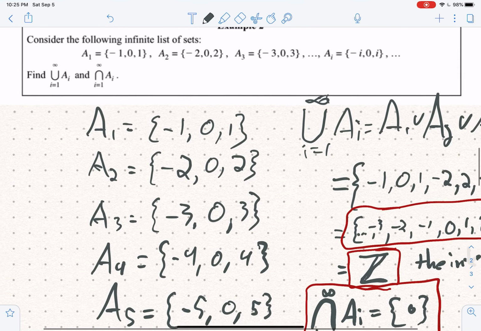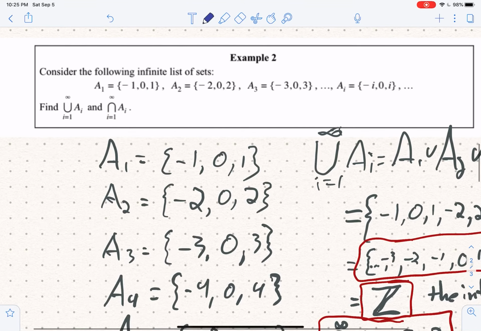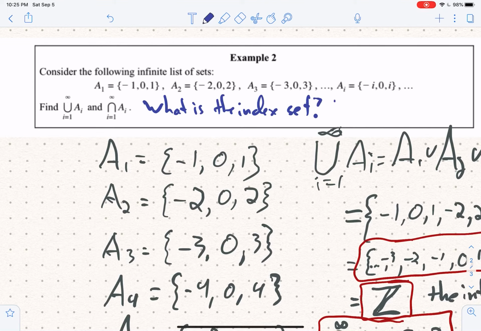The last thing I want to point out is just to consider in this problem, what is the index set? We refer to the index set as I, and it's just a set containing all of the things that we used as indices. So in particular, it contains these numbers here that we use to label the sets. It contains 1, 2, 3, and ... which means it must contain 4 and 5 and 6.